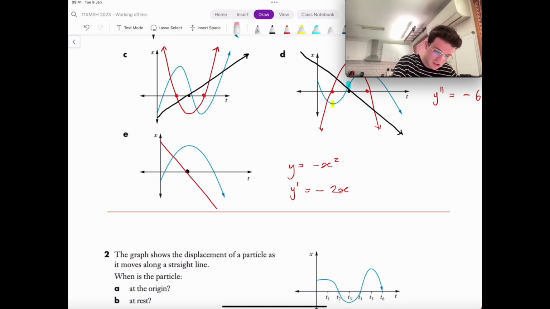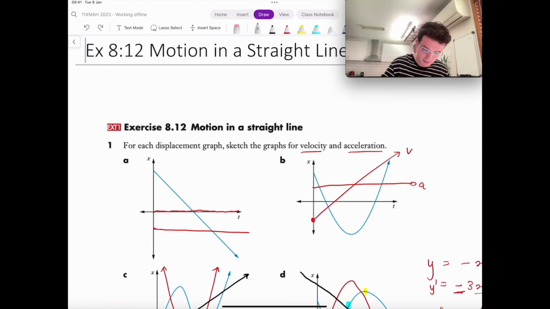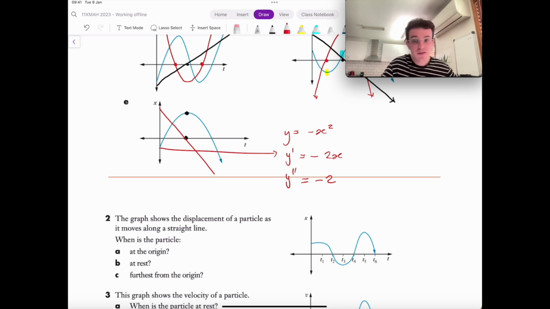The acceleration is going to be, well, y double dash is equal to minus 2, so it's simply going to be a straight line that looks something like that. Now this graph doesn't have any points of inflection, which is why it's a horizontal line. Right.